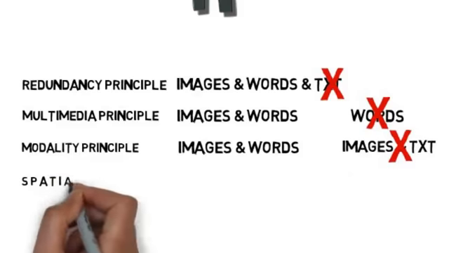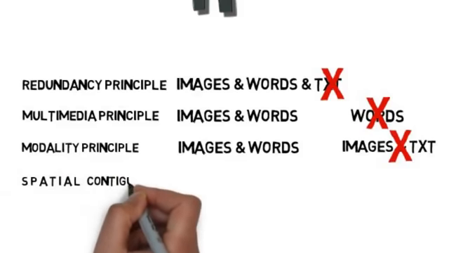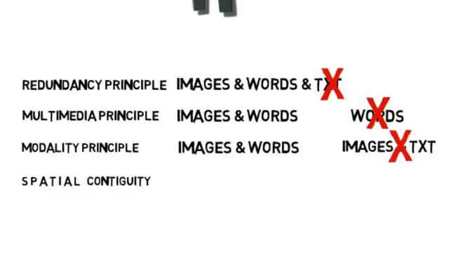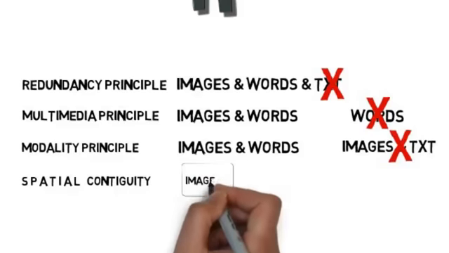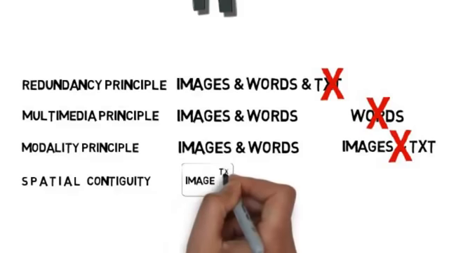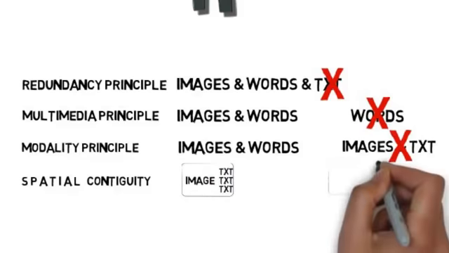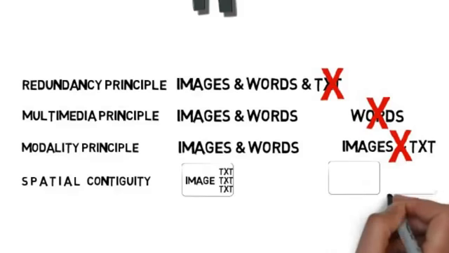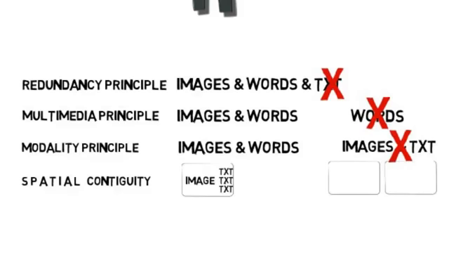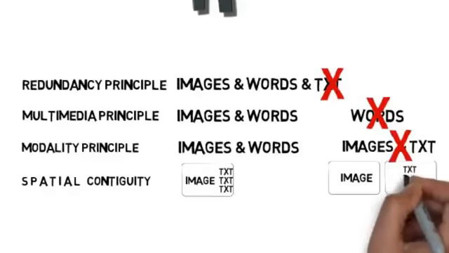If you still want to use images and text, think of the spatial contiguity principle, that is, the spatial proximity of images and text. But splitting text and images means that you put extra load on the working memory. Choose for images plus text on one screen to support learning.